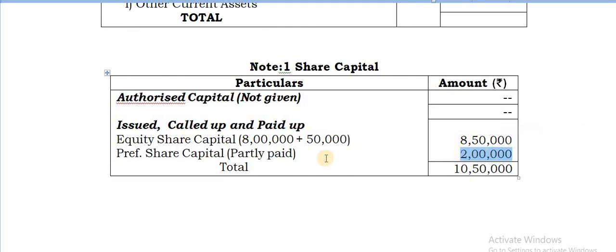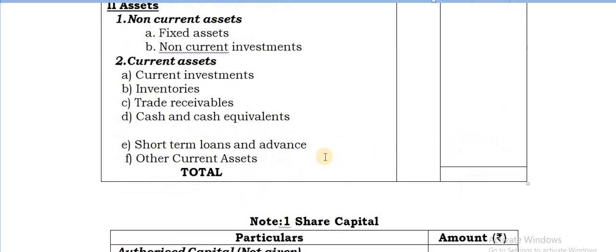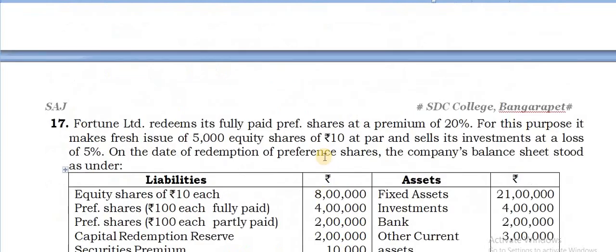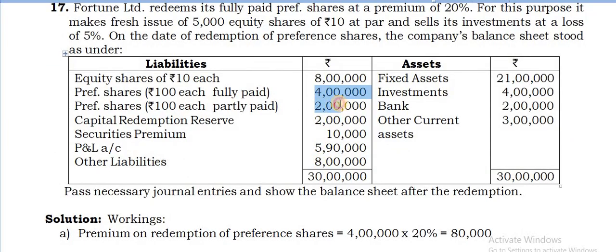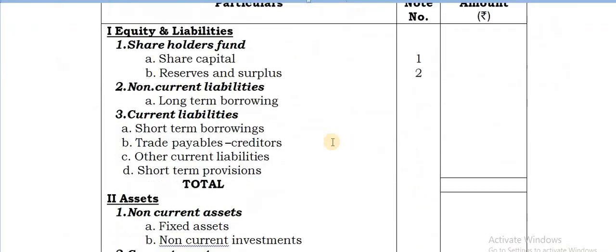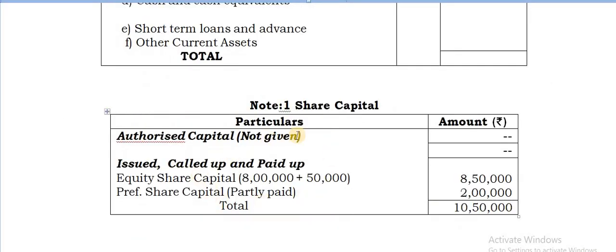However, the redeemed one, the 4 lakh that is being redeemed, you can find that this is what I told you in the beginning. Out of these two preference shares, this 4 lakhs will not appear because it is already being redeemed. Only this 2 lakhs will appear in the balance sheet. So you can take that up under note 1. Okay, so that total gives you 10 lakh 50,000.